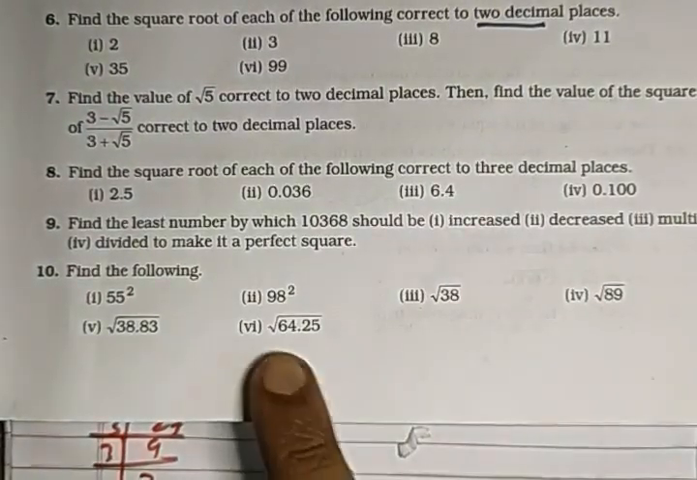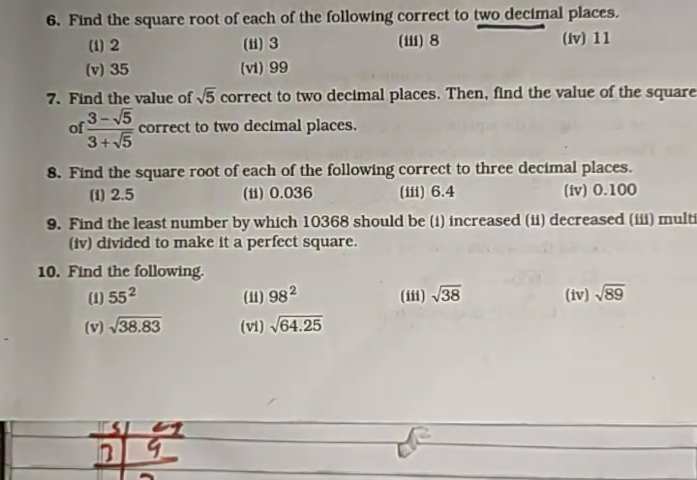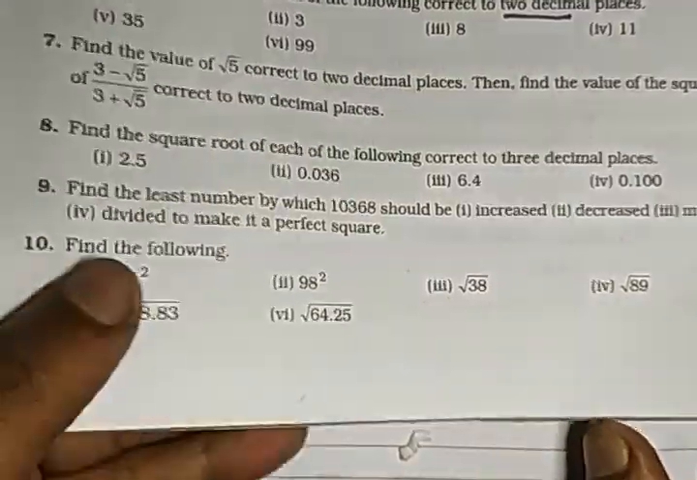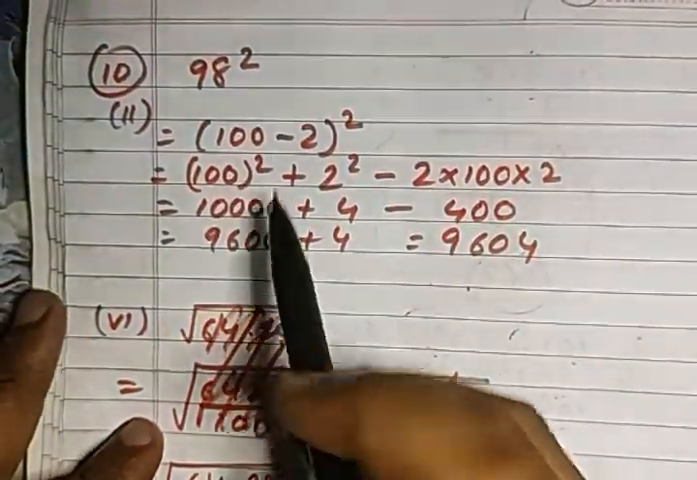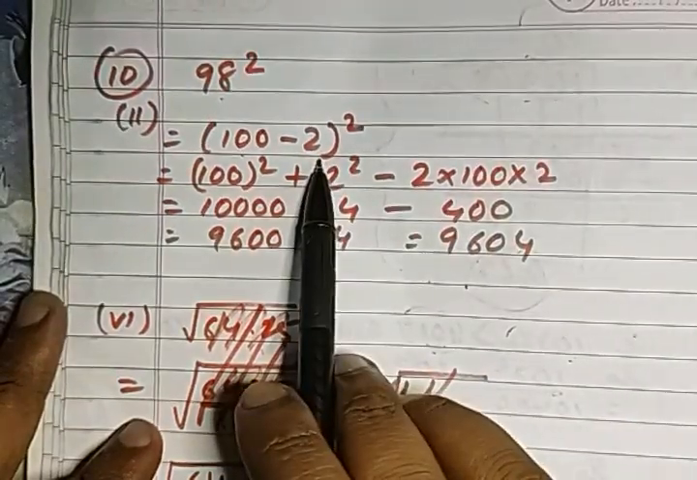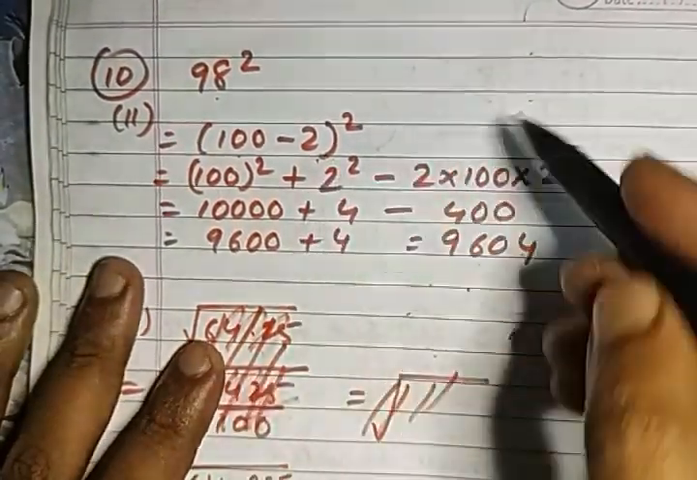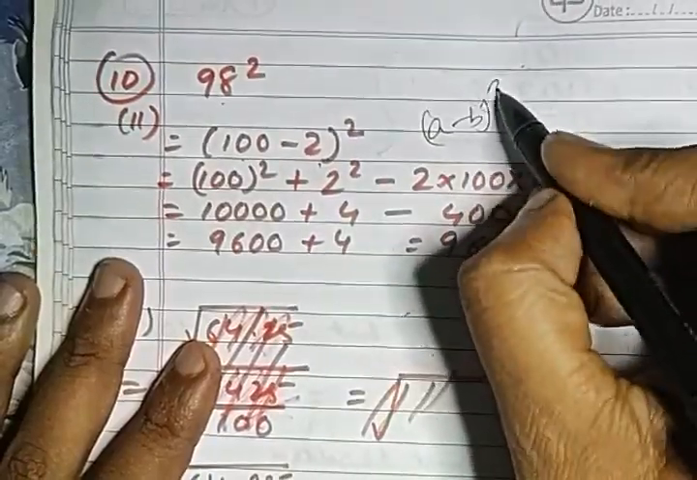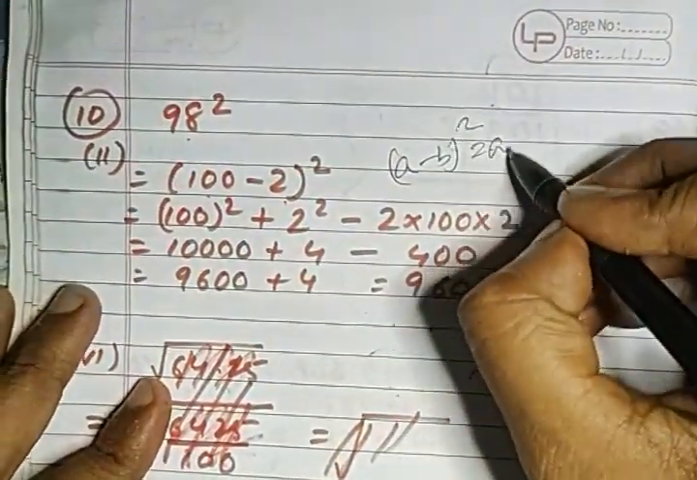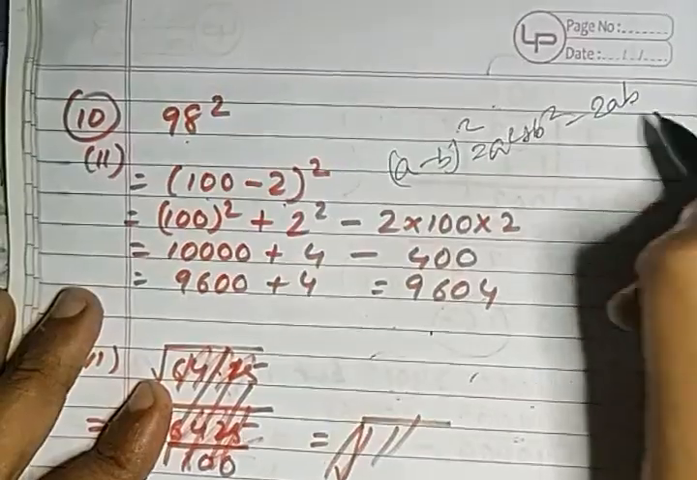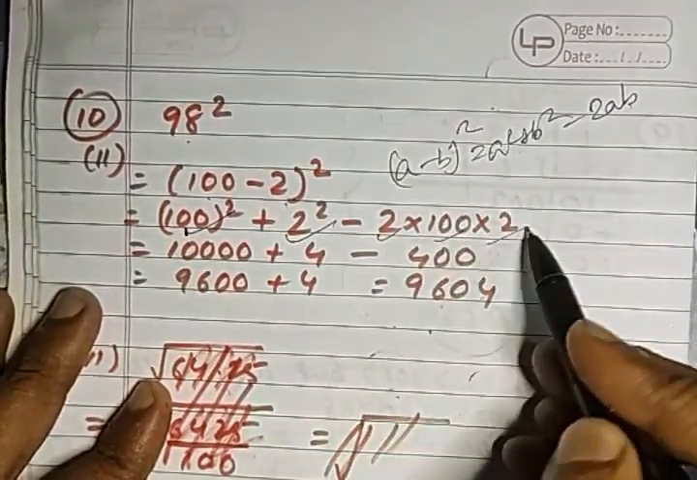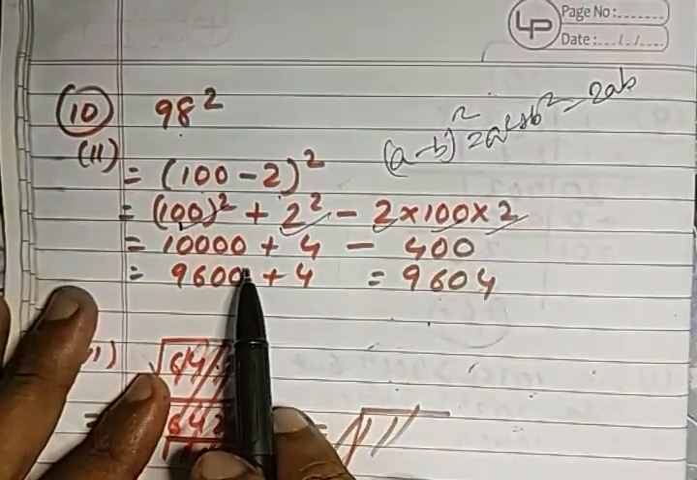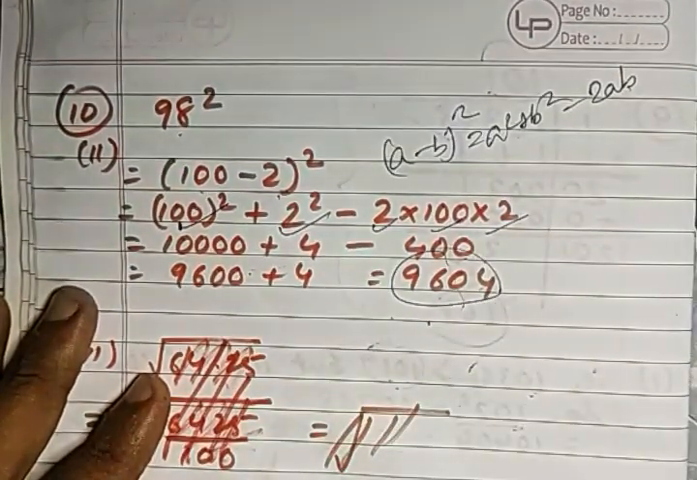This question says that you have to find out the following roots and squares. Okay, so let us see. You know how to do this. See, 98 squared. 98 can be written as 100 minus 2, right? Then we apply the formula (a minus b) whole squared, which is equal to a squared plus b squared minus 2ab. So after that simply solve and you will get the answer over here.